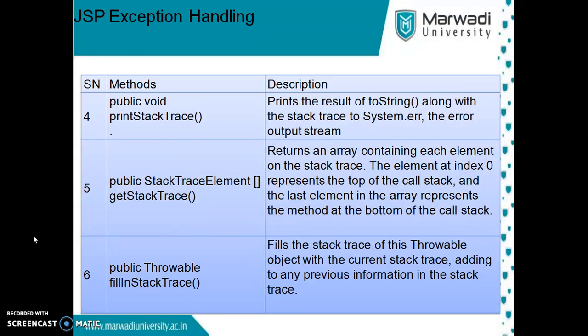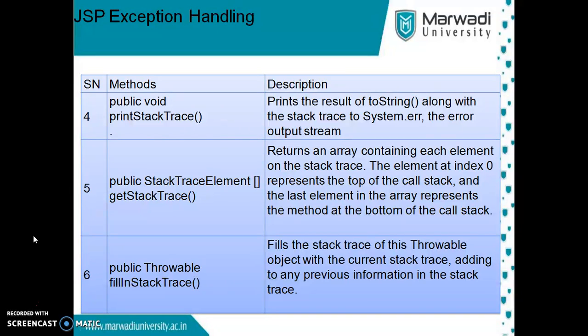Fourth is the printStackTrace method. It prints the result of toString along with the stack trace to System.err, the error output stream. The next method is getStackTrace. It will return a StackTraceElement type of array.